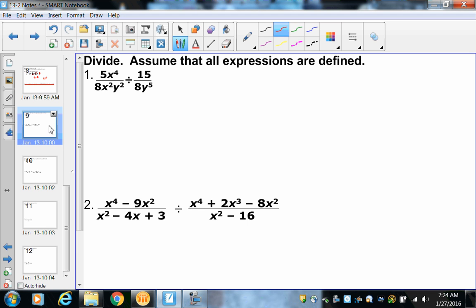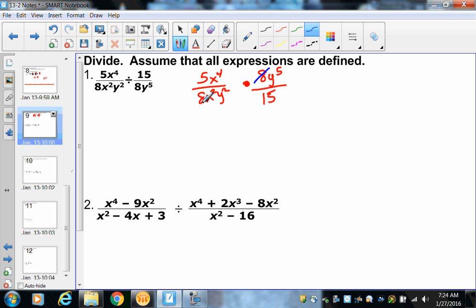In these first couple of examples, it says divide and assume that all expressions are defined. So again, because of this, we do not have to worry about when it's undefined. When I divide here, we're going to keep our first fraction the same, change division to multiplication, and flip the second one. Then I'm going to cancel what I can cancel.